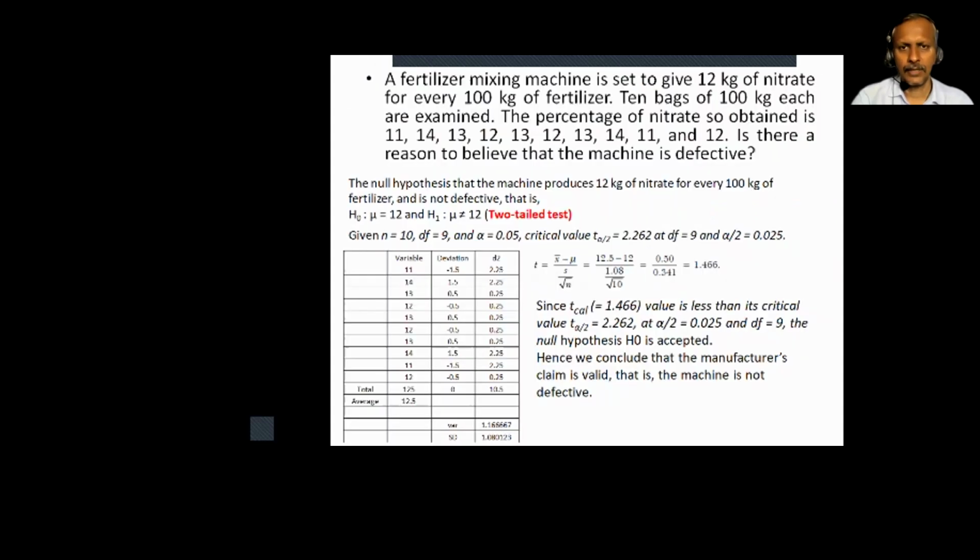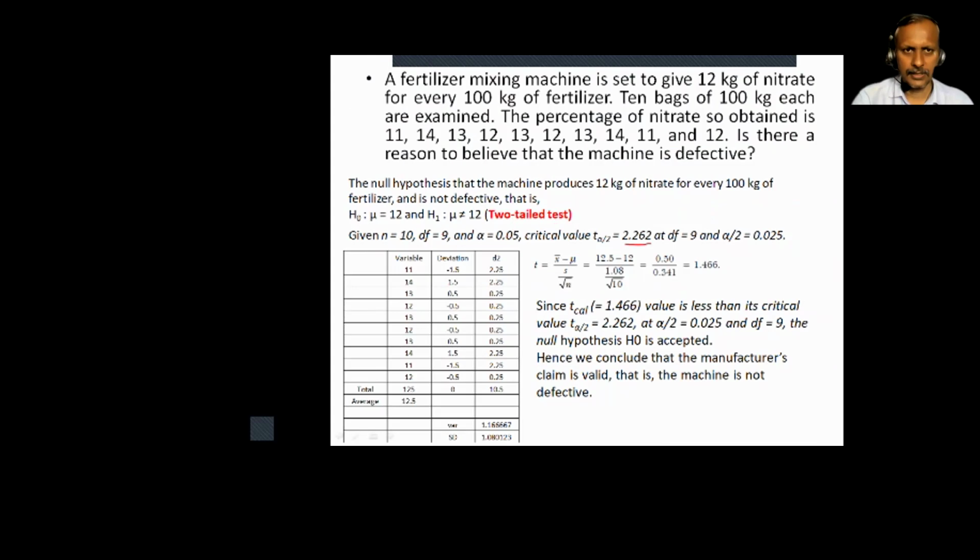So the t value is 2.262, as we have seen from the table, at degrees of freedom 9 and at alpha divided by 2 equal to 0.025. That is what we discussed earlier. Now we will calculate the t value and compare it with the table value. So t is equal to x bar minus mu divided by s divided by square root of n. That is how we can calculate.